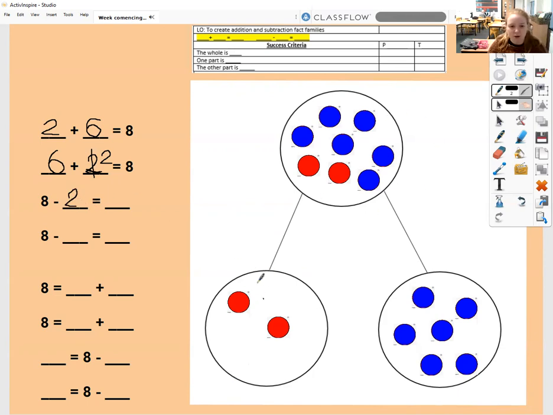So if this is my whole and this is my first part, this is my remaining part. So 1, 2, 3, 4, 5, 6. 8 subtract 2 equals 6. Fantastic. Let's have a look again.